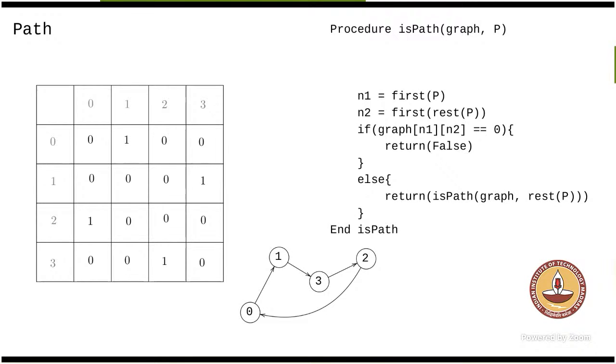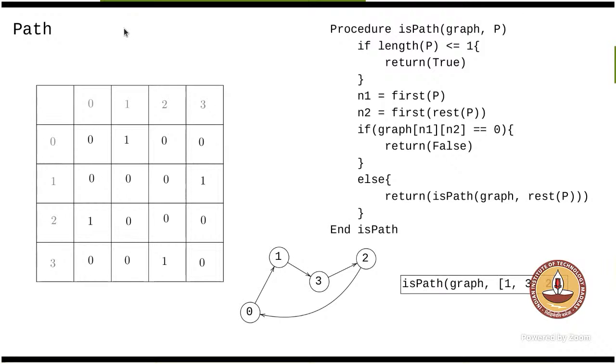Okay, will it return the list? No. It will return true. Correct, right? So if length of P is less than or equal to 1, you have basically reached the last node in your path, right? So you have finished the journey, so you can confidently return true.